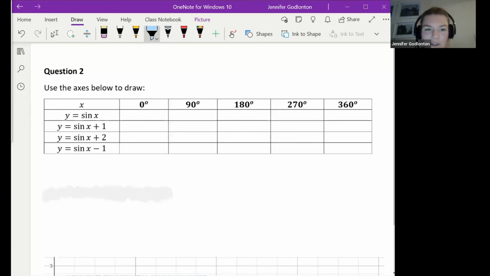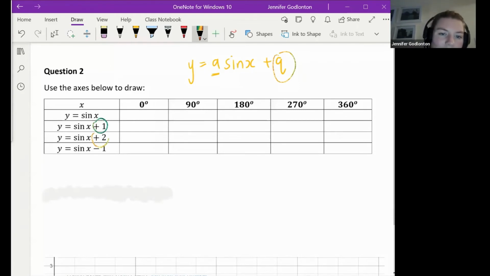When we're having a look at these graphs now, what have I changed? I want you to think of this as our equation: y is equal to a sine x plus q. In our last graphs, we were affecting a, so we were affecting our amplitude, which means we were affecting how tall our graph was going to be. What are we changing now? Beautiful, I'm changing q. And by changing q, it means I'm shifting, so I'm moving my graph up and I'm moving my graph down.